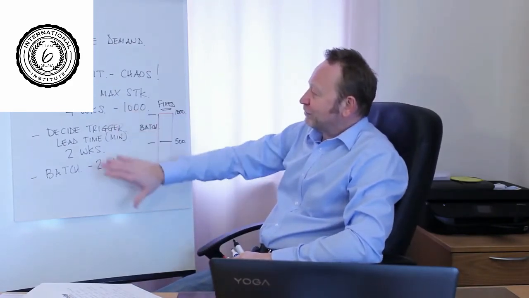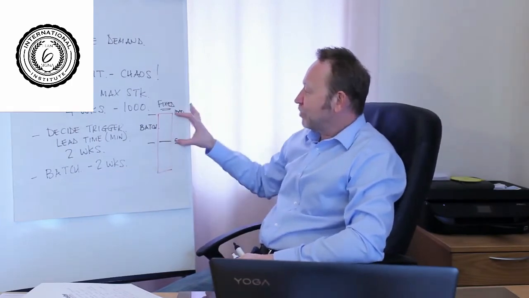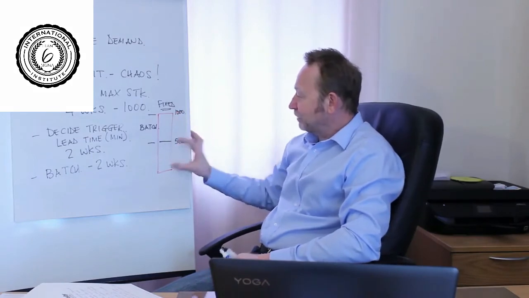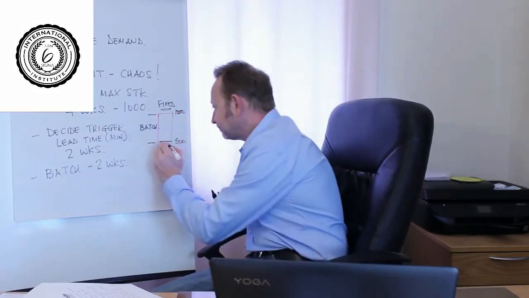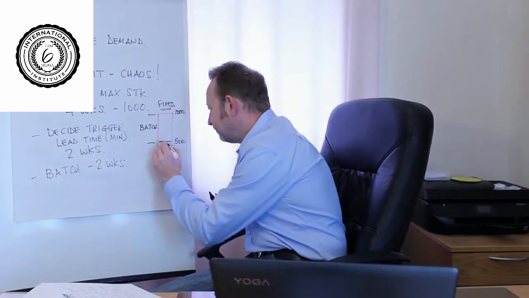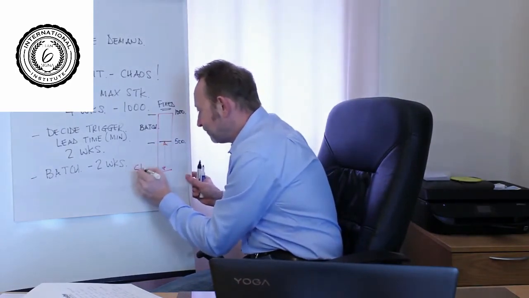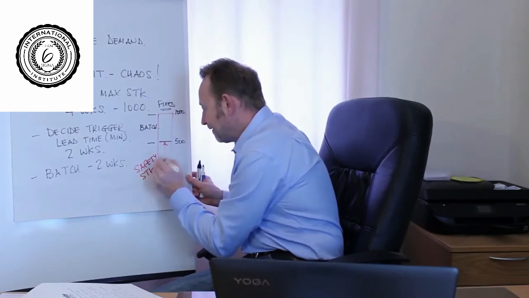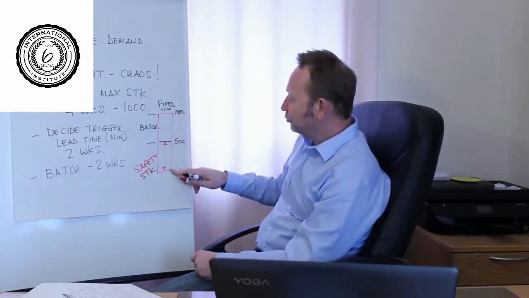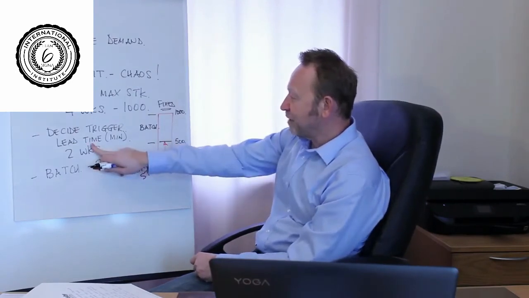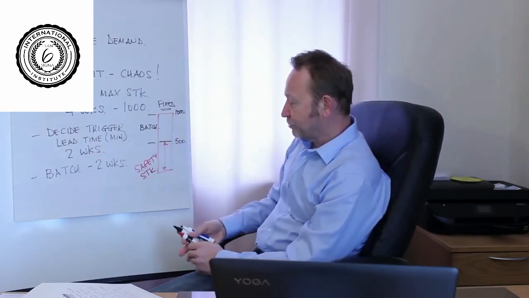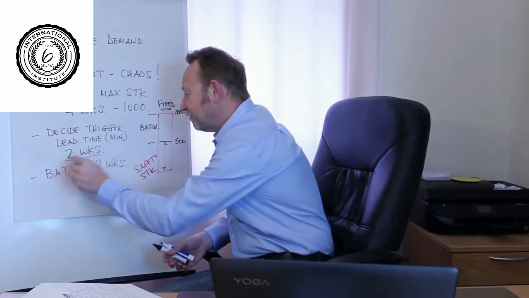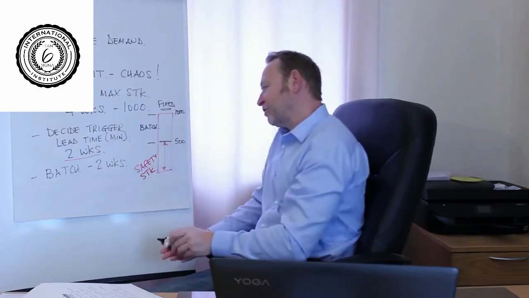So we've decided on the maximum, we've decided on the trigger, we've decided on the batch, which is the gap here, and of course ultimately what you're left with here is your safety stock. Now, how much do you want here? Well, this is going to be based on your lead time. So for instance, if the lead time was just 1 week, in our case we've left 500 in here.